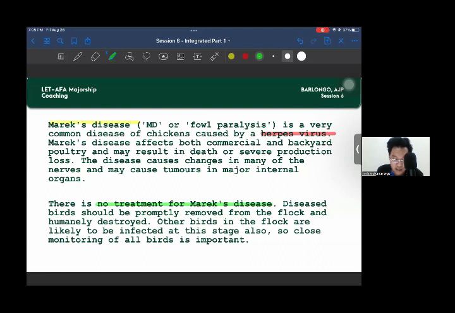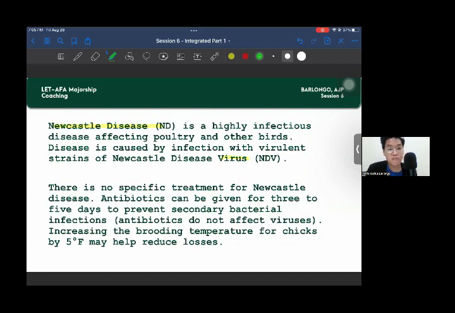Yeah. So Marek's disease and Newcastle disease. These items, itong mga diniscuss ko will be mamaya din sa mga further items. So take note of that. I hope that you can answer kung lumabas na mamaya.